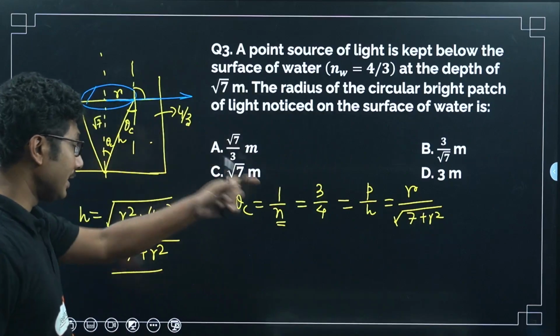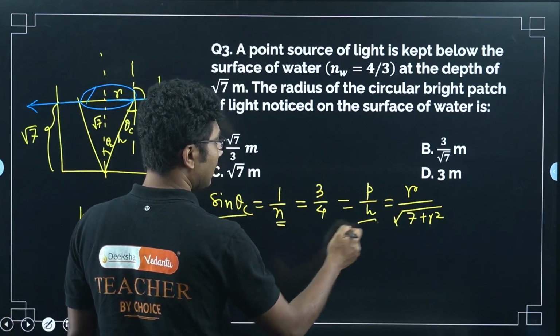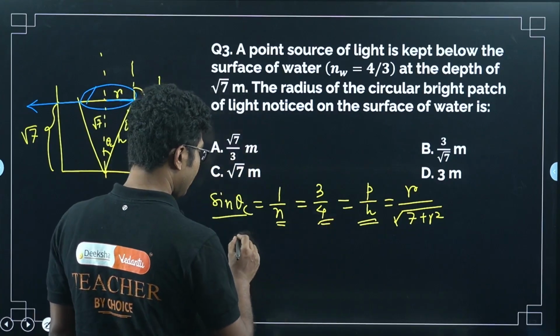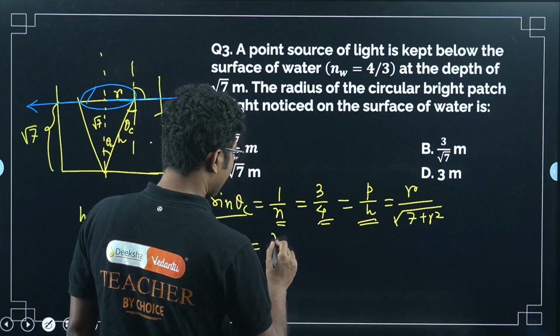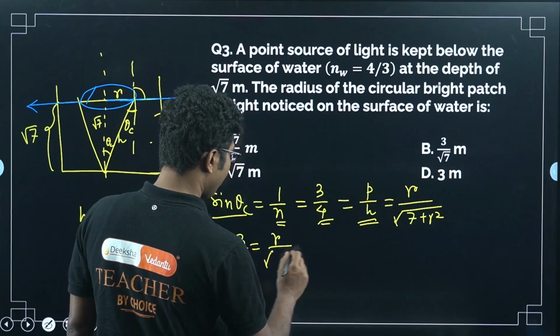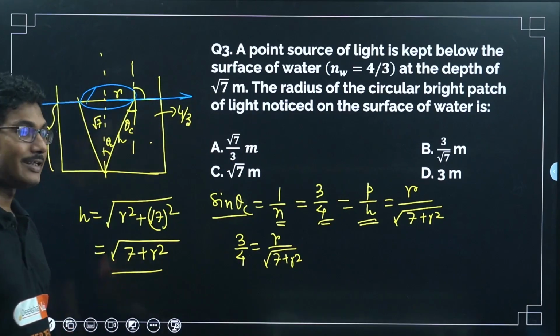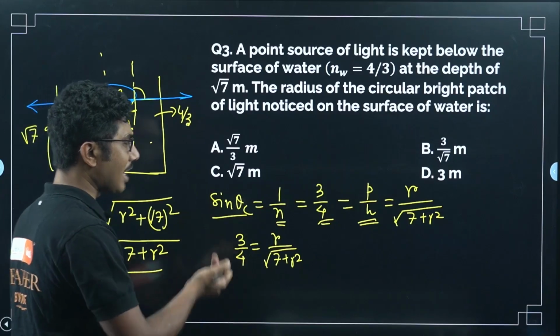So now let us write this. This is from the triangle and this is from the given data, right? So 3 by 4 is equals to r by square root of 7 plus r square. Now to solve this, what is creating an issue? This square root is creating an issue. So what we have to do, you have to square both sides.